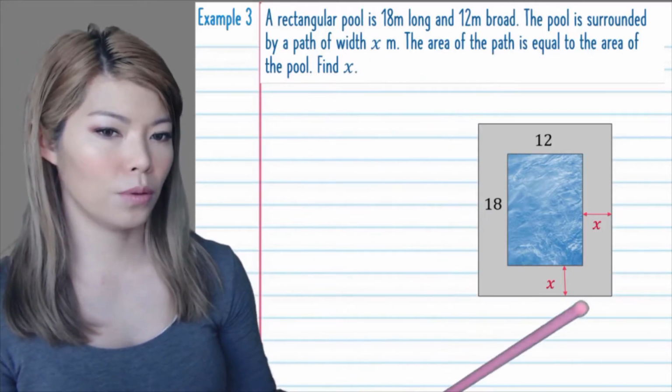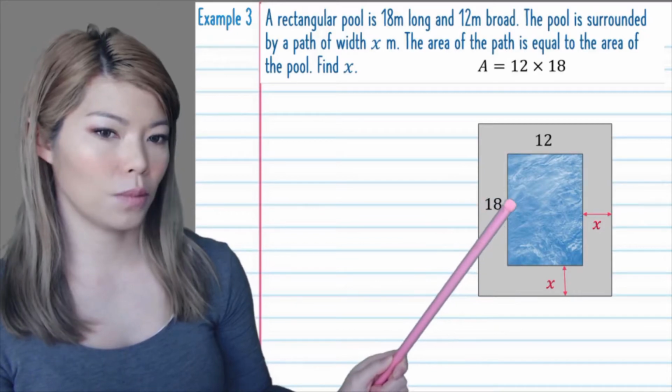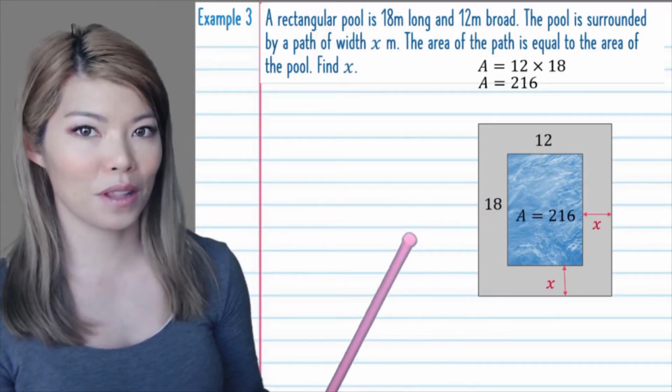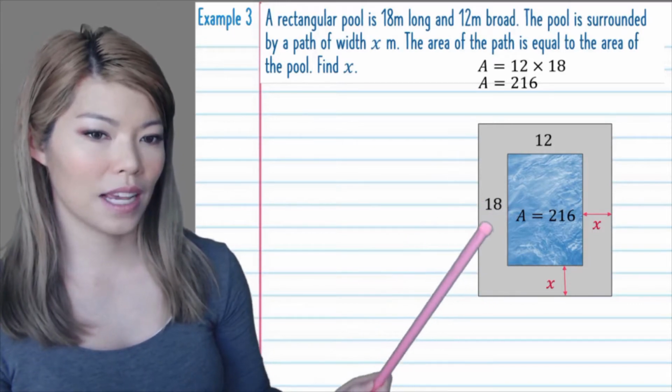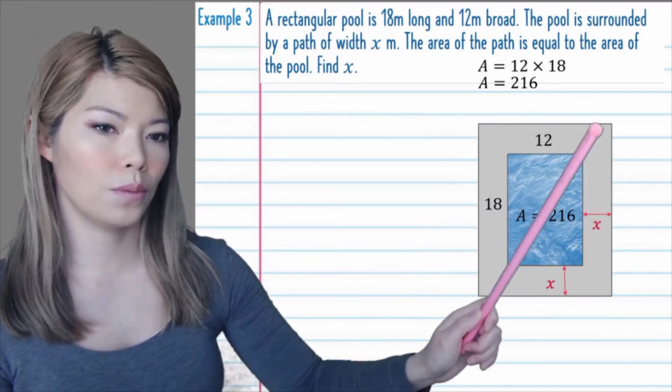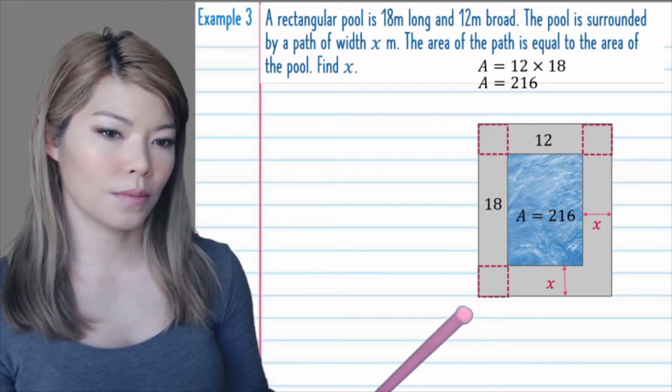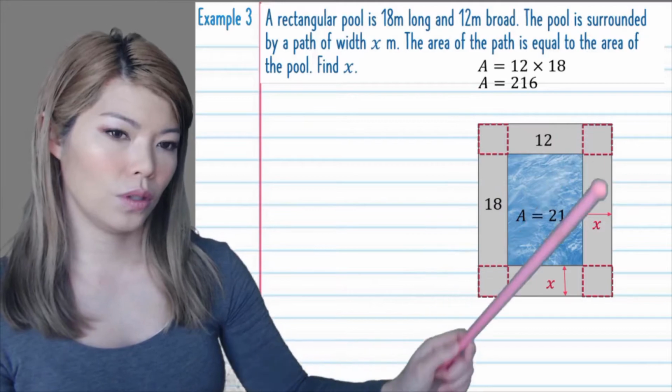And the area of the pool is pretty easy. I can just multiply the 12 times 18. That gives me 216 on a calculator. Now the two areas are the same, so I have to work out the area of the footpath. I'm going to break it down into little pieces. So I'm going to cut it into all those pieces over there.